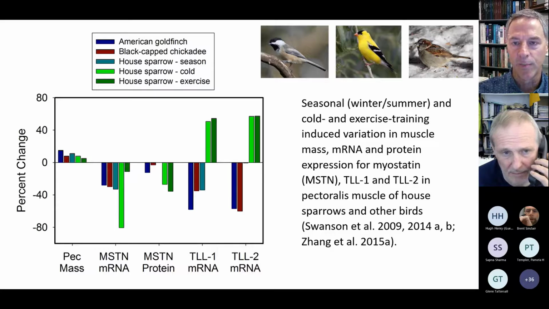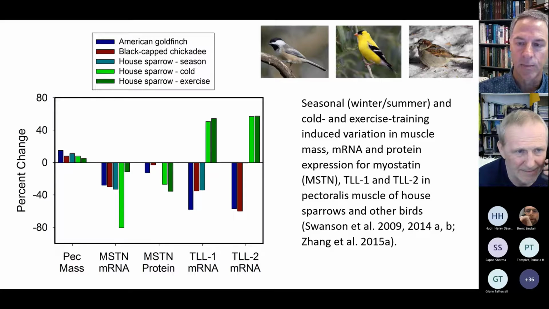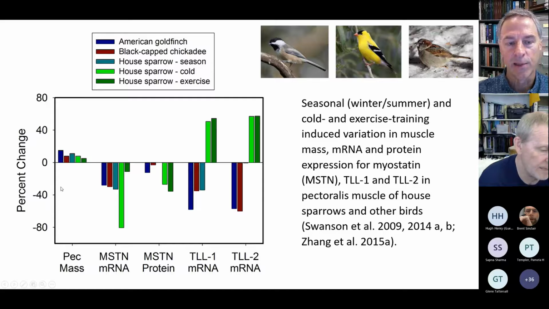And then the bottom two were house sparrows that we did acclimation studies, either to an acute cold stress or to exercise. And then we looked at the myostatin gene and protein expression and the gene expression of the tolloid-like proteases that activate it. And in general, the trend is that these changes, either winter or cold, increase the pectoralis mass in these birds. And along with that, you see decreases in the level of myostatin, either in the mRNA or the protein expression. Now, not all of those changes were significant, but the pattern's pretty similar. Increase in pec mass results in a decrease in myostatin.